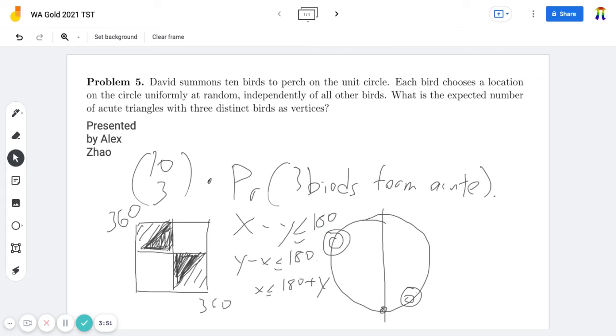So basic geometry, we find that you can put these 2 triangles together to make a square. The square is 1/4 of the total square, so the probability is equal to 1/4. So we get 10 choose 3 times 1/4. And 10 choose 3 is 10 times 9 times 8 over 3 times 2, which is equal to, if I'm correct, 120. So then our final answer is 30, and we're done.